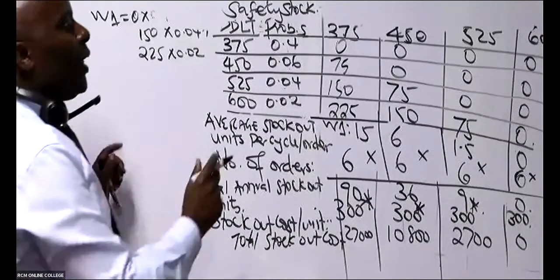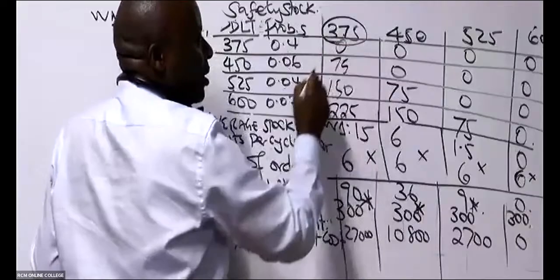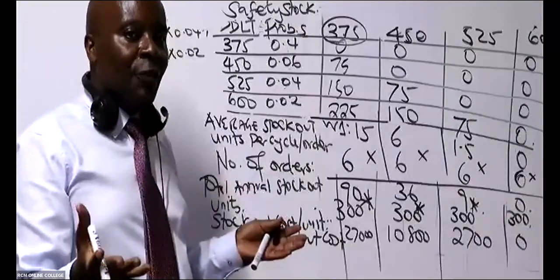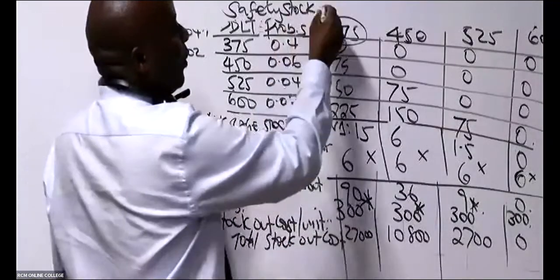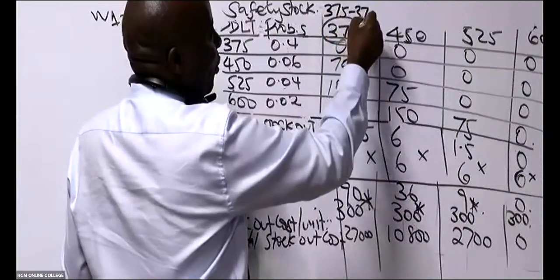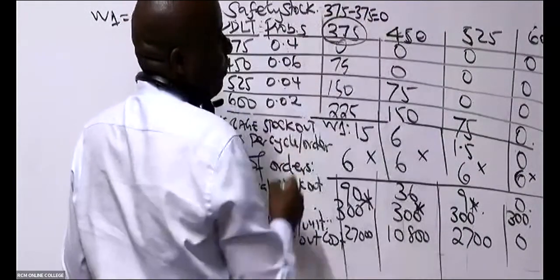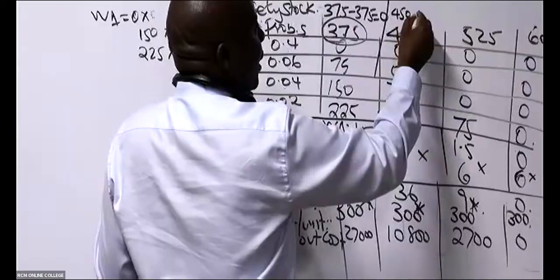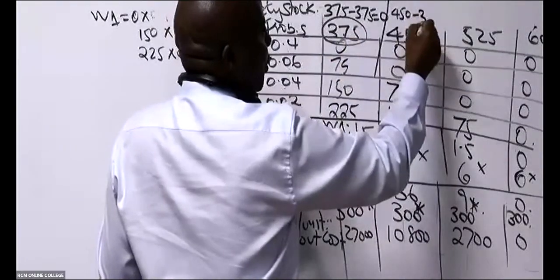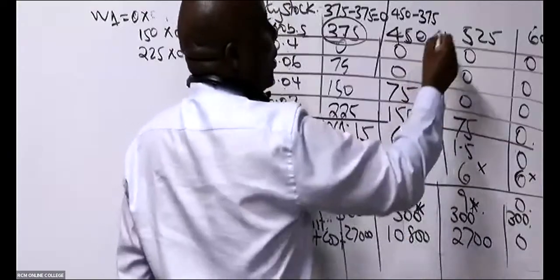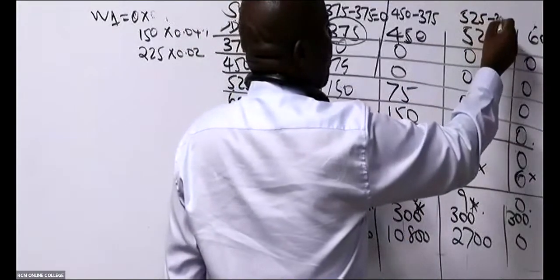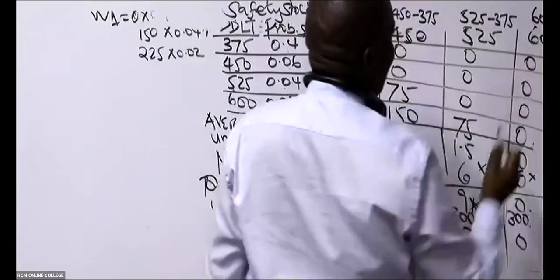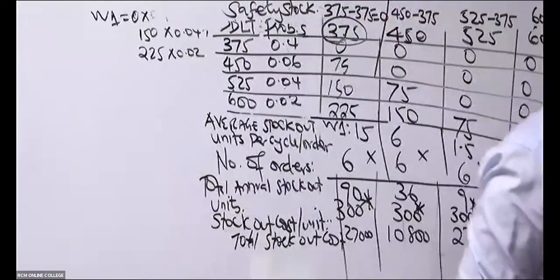And the very best is simply to pick the number. This is the benchmark. Remember, the first one that you have here is the reorder point without any safety stock. So for the number 1 here, the safety stock will be 375 minus the benchmark, which is 375, which gives me 0. For the next class, to get the safety stock, I will take 450 minus the benchmark, 375. Here, I will take 525 minus 375. Here, I have 600 minus the benchmark, which is 375.